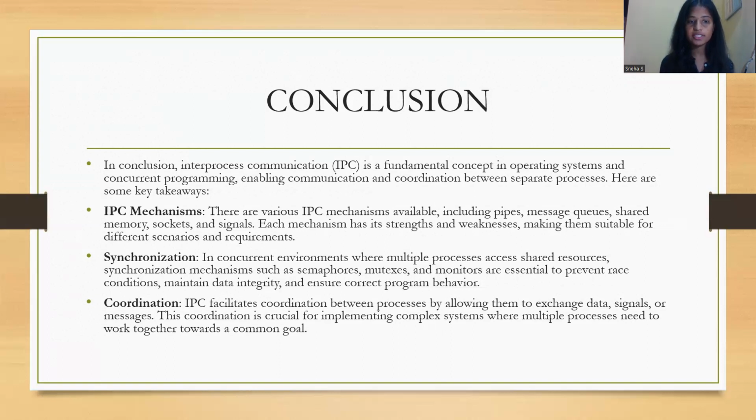Coordination. IPC facilitates coordination between processes by allowing them to exchange data, signals, and messages. This coordination is crucial for implementing complex systems where multiple processes need to work together towards a common goal. So by using IPC mechanism, synchronization, and coordination, the whole process of interprocess communication is possible.